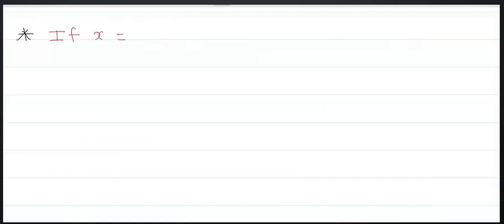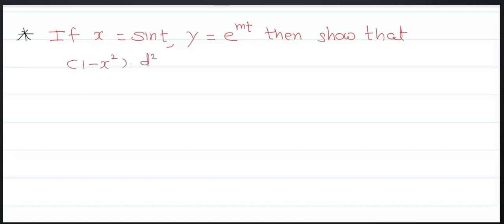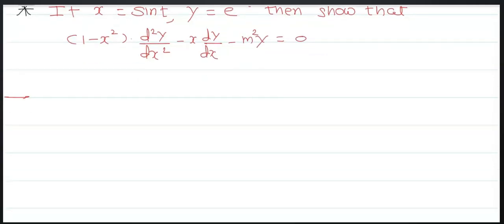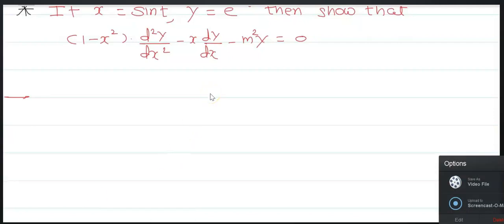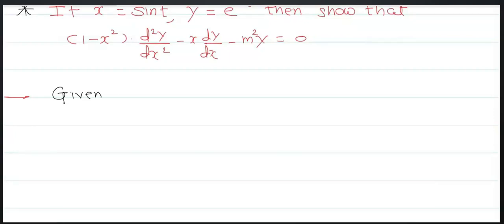Next is, see this problem: if x is equal to sin t and y is equal to e raised to mt, then show that (1 minus x square) d2y by dx square minus x dy by dx minus m square y is equal to 0. Again, these are parametric functions. First, we will find dx upon dt, dy upon dt, then find dy by dx.